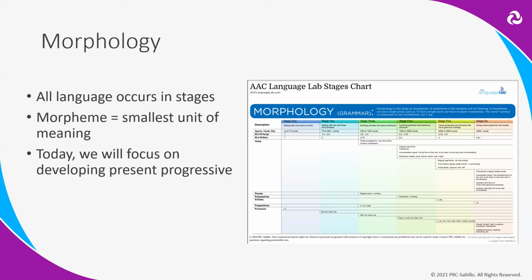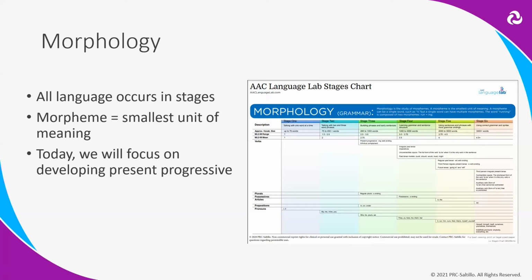If you're not familiar, morphology is the study of morphemes, and a morpheme is the smallest unit of meaning, such as that -ing on the end of a verb. So if we say jumping, that would be two morphemes: jump and -ing.